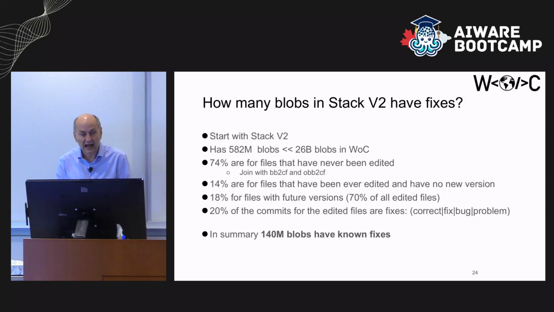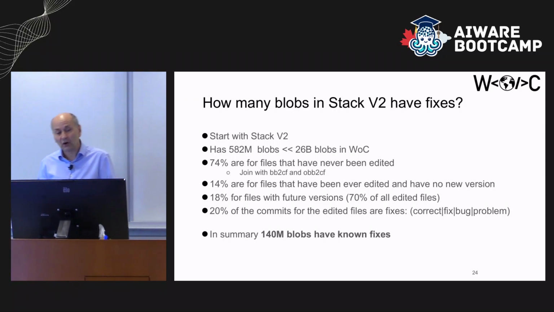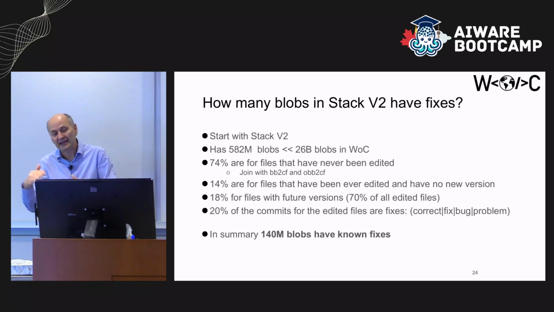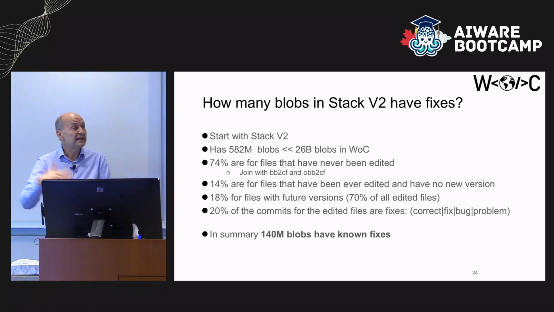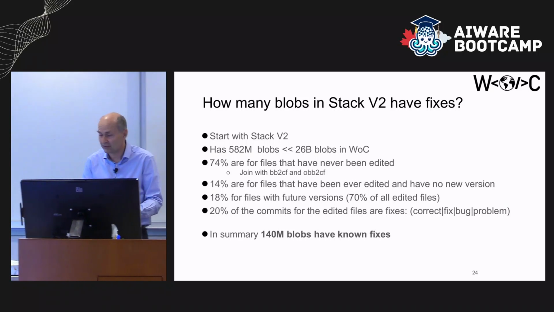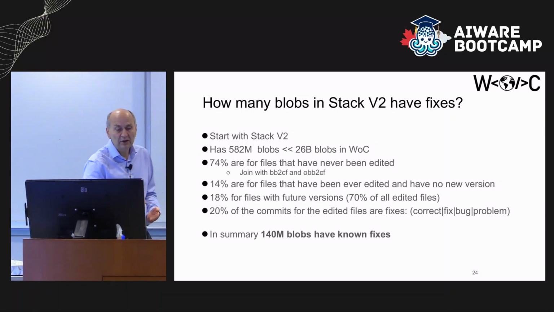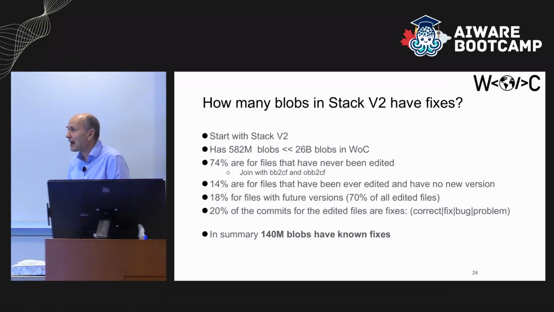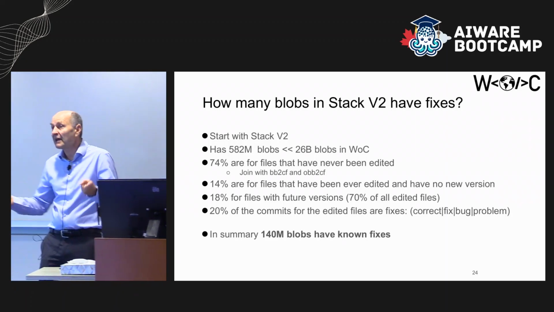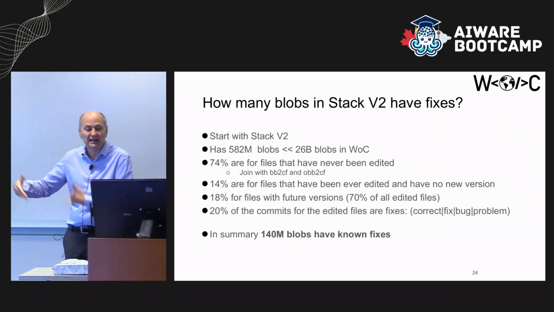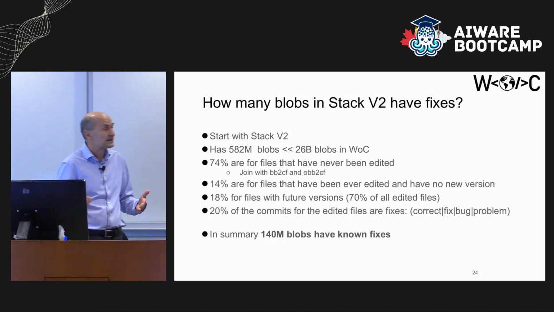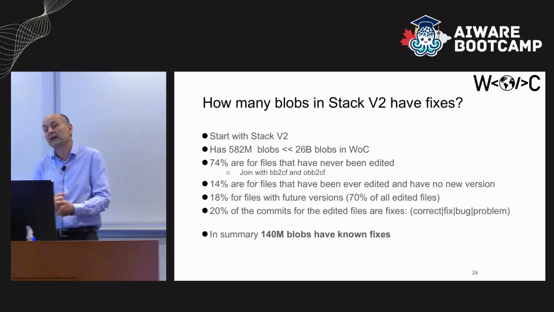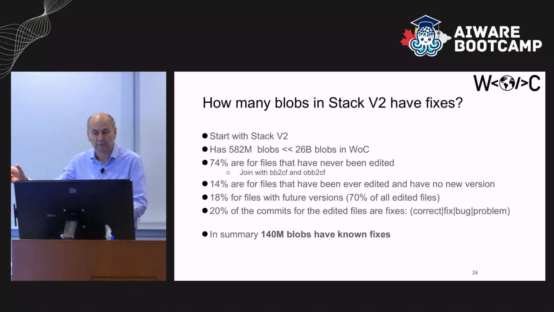About 18% of all files, or slightly 70% of the edited files, have newer versions, right? So they did not bother to pick the latest version of the file. And out of those, 20% actually have commits that explicitly say fix, a correct fix for a bug or problem, right? So we know that somebody went and fixed these files, and we can use World of Code to detect the fixed blob version.